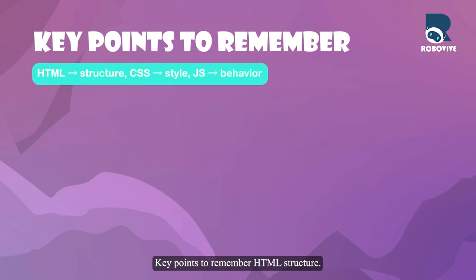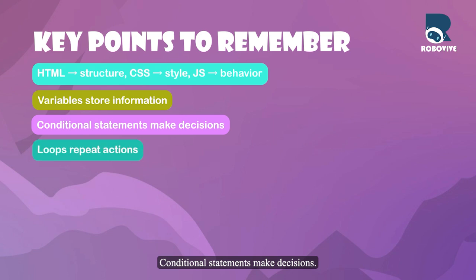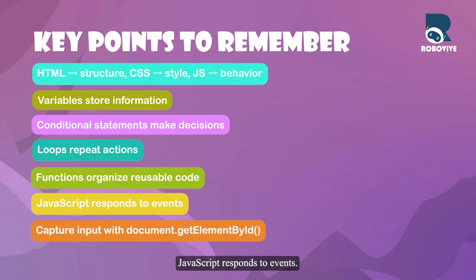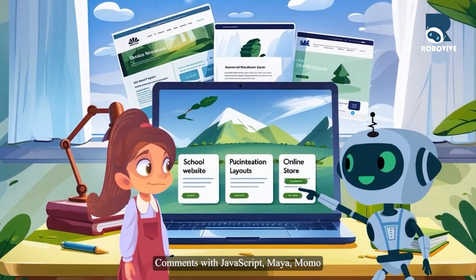Key points to remember. HTML: structure. CSS: style. JS: behavior. Variables store information. Conditional statements make decisions. Loops repeat actions. Functions organize reusable code. JavaScript responds to events. Capture input with document.getElementById. Follow best practices: meaningful names, indentation, comments.